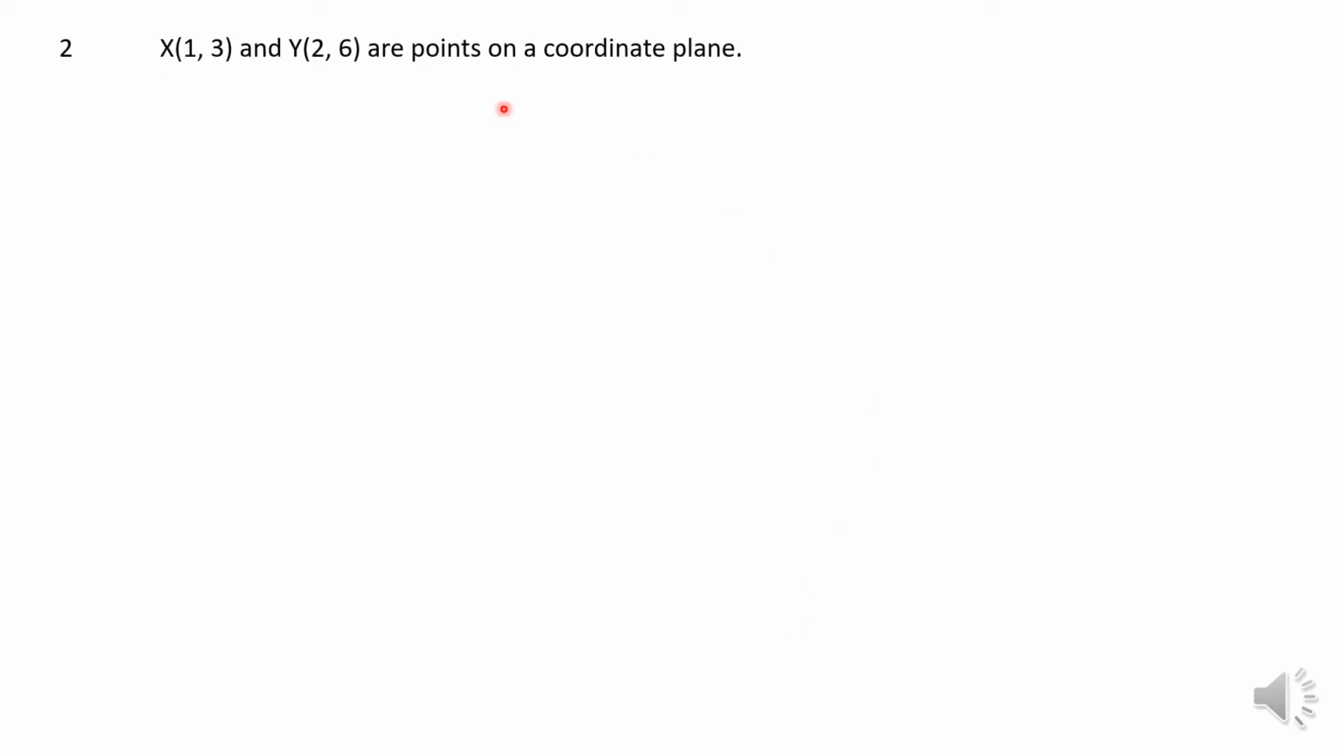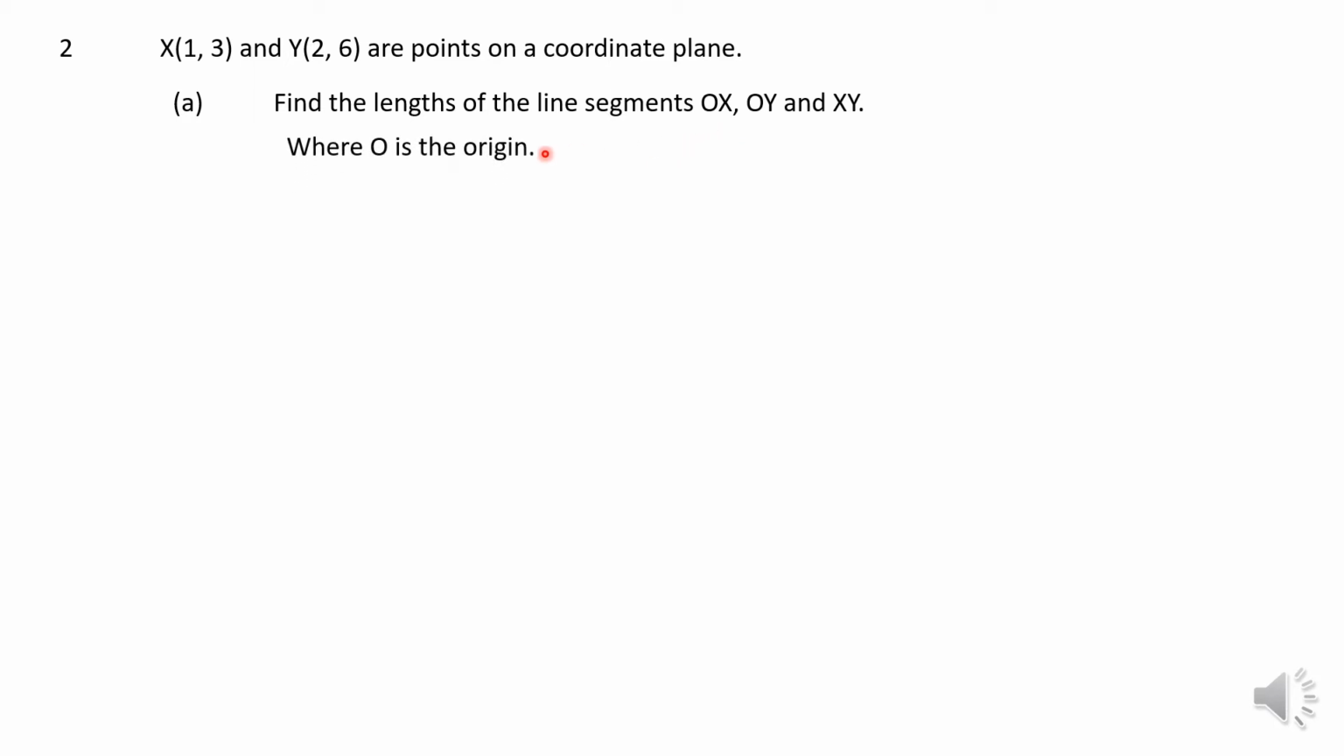Right, so let's bring in a question. They are saying that X and Y are points on the coordinate plane. Find the lengths of the line segments OX, OY, and XY. So OX means from the origin, OY from the origin, and XY. So O is the origin.